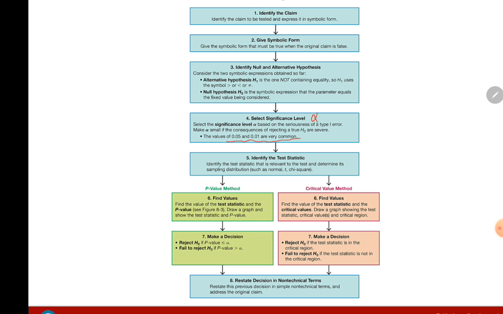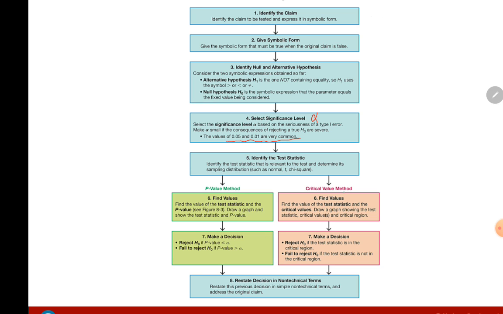If we reject the null, that means we got a significant result. If we fail to reject the null, that means we get a not significant result. So of course, we can also use the critical value method.